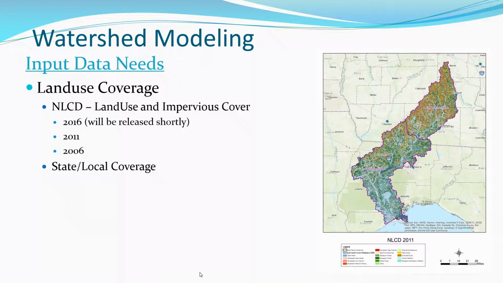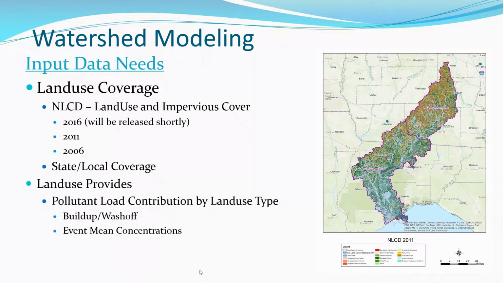Another good source for land use coverage data would be state and local governments. Many times they keep their coverages up to date because they feed directly into their planning and development process. What the land use coverage does is it breaks down the watershed into individual polygons that represent a specific land use category. The number of categories and how they're aggregated you can control through GIS processing.